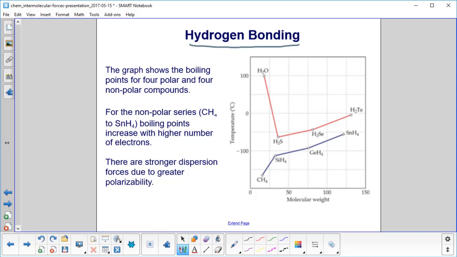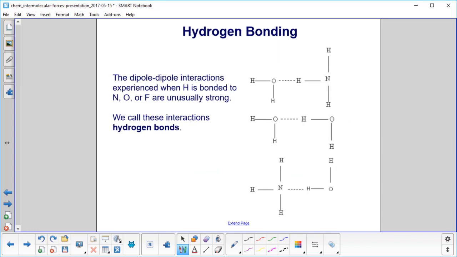The graph to the right shows the boiling points for 4 polar and 4 nonpolar compounds. For the nonpolar series, the one down here on the bottom, boiling points increase with a higher number of electrons. There are stronger dispersion forces due to the greater polarizability, so your boiling points will go up with greater numbers of electrons. That's because hydrogen is a very special case.